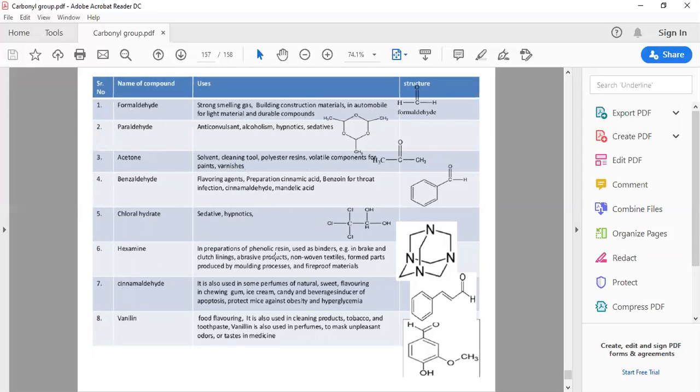You have to go through these for the exam. It can be asked, give the use of, for example, vanillin. What is the use of vanillin? It is used as a food flavoring agent. You have to write down the structure. It contains the aldehyde, then it has the methoxy group and the OH group. It is also used in cleaning products, tobacco preparations, and toothpaste preparations. It is also used in perfumes to mask unpleasant odors or taste in medicines.